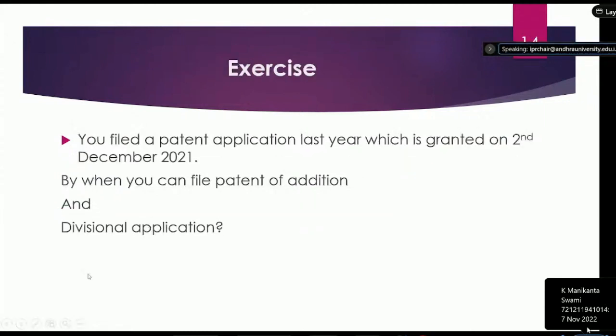Yeah. So this is another one. You filed a patent application last year, which is granted on 2nd December 2021. By when can you file patent of addition and divisional application? I have to open the chat again. I'm waiting.